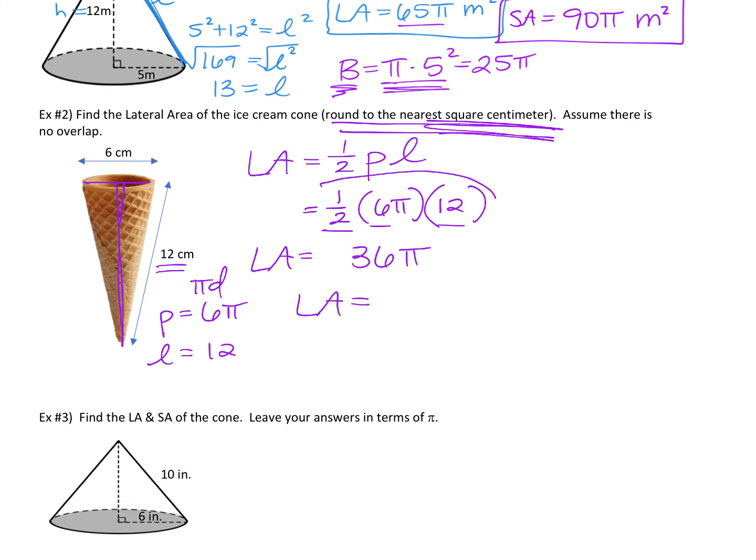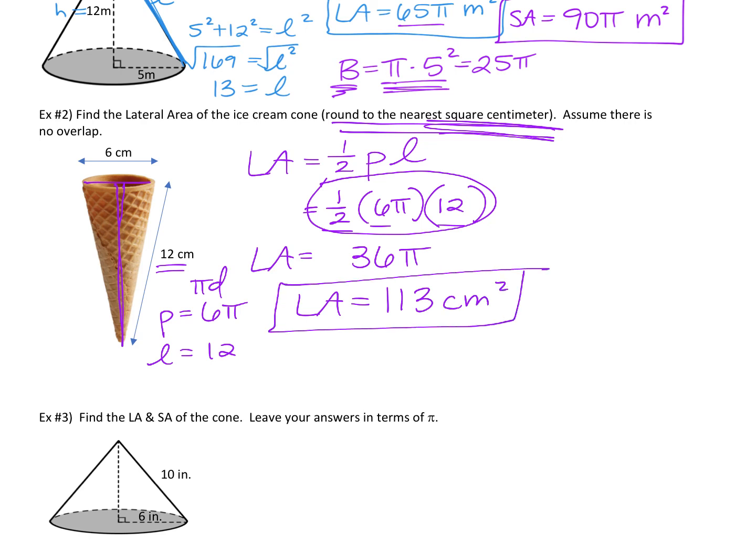But like I said, you can plug this in, okay? What did that work out to? 113? Yeah. So you get 113 square centimeters. Do you just go to the nearest? This said nearest square centimeter, so that'd be a whole number. Okay.